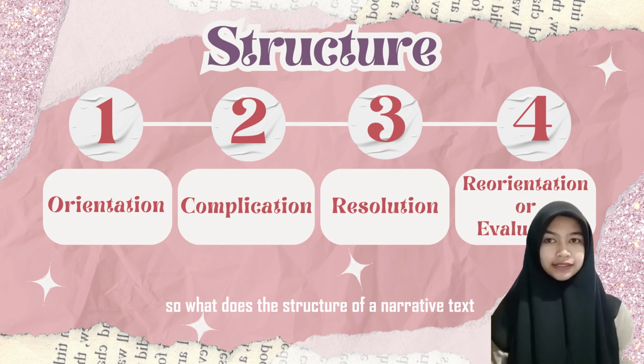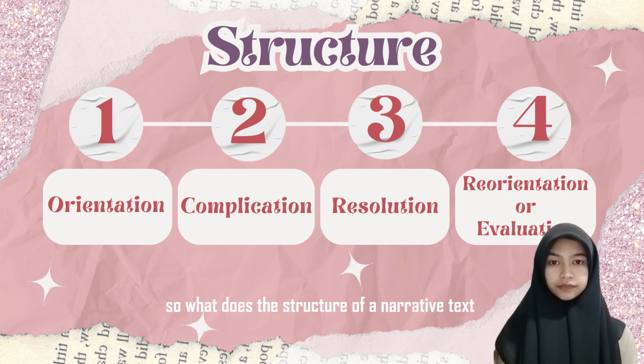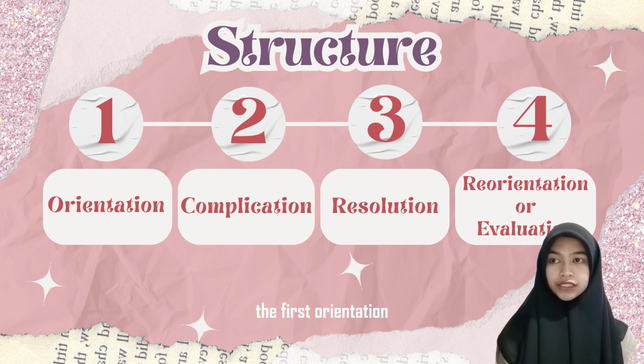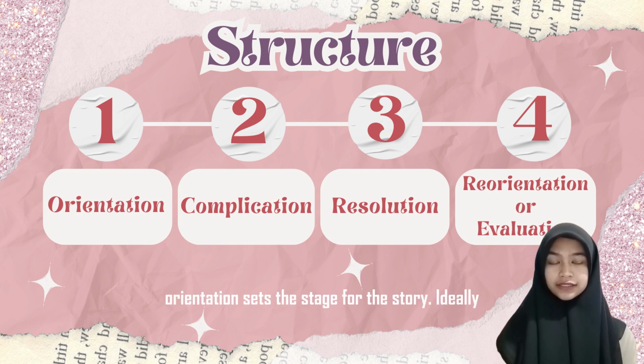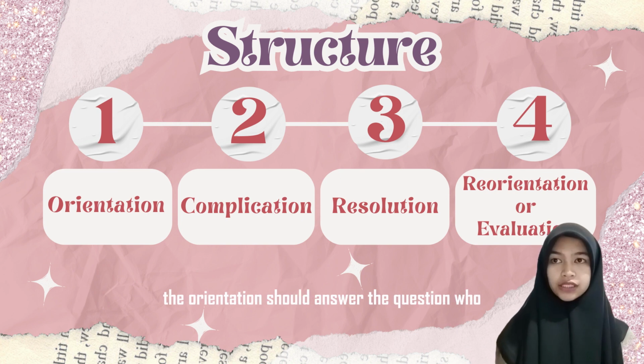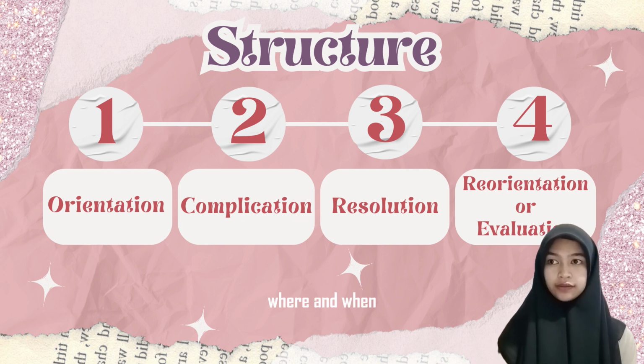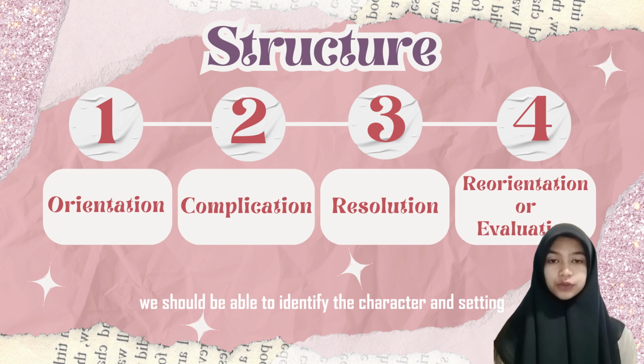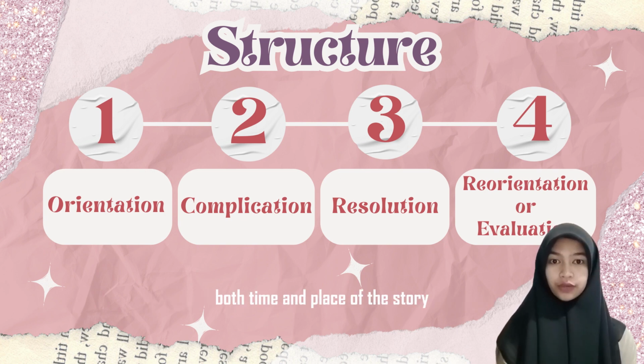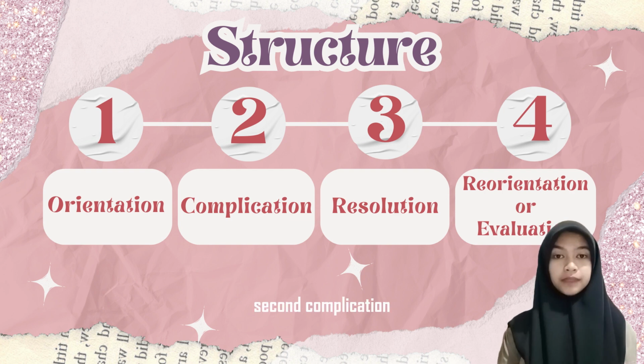So, what is the structure of a narrative text? The first, orientation. Orientation sets the stage for the story. Ideally, the orientation should answer the questions who, where, and when. So, when reading the orientation part, we should be able to identify the character and setting, both time and place of the story. Second, complication.